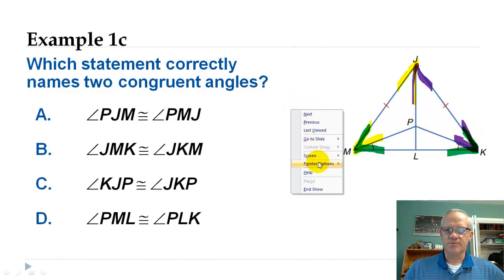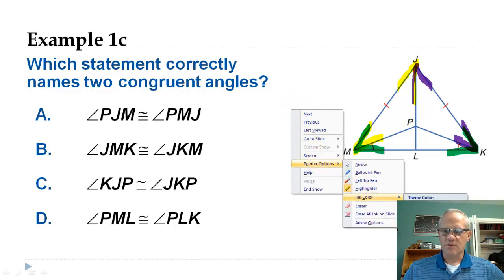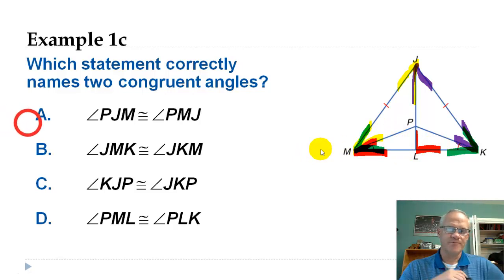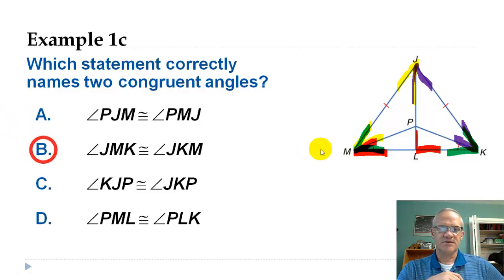And then the last one, let's go with a red. The last one then, PML. So PML would be like this here. And PLK would be like this. Well, those don't even look like they are congruent, so there's no reason for that at all. So it looks like it's B, so let's see if we're correct. And yes, it is B.